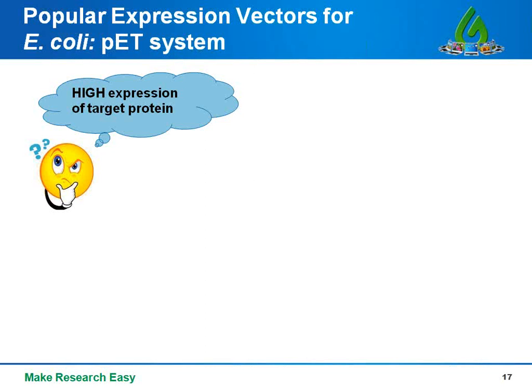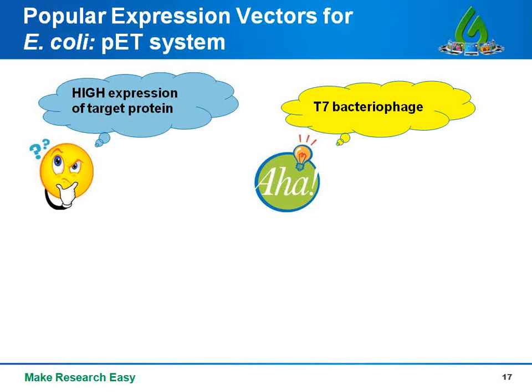And in fact, we know that bacteriophages, which are viruses that infect bacteria, are extremely effective at driving high expression of viral protein. One bacteriophage in particular, called T7, carries a very strong promoter and translation signal, as well as a gene encoding a highly efficient RNA polymerase. So the aha moment was, maybe we can take these elements from T7 bacteriophage and put them into our expression system. And in fact, this was wildly successful. The T7 elements could drive very high expression of target protein.